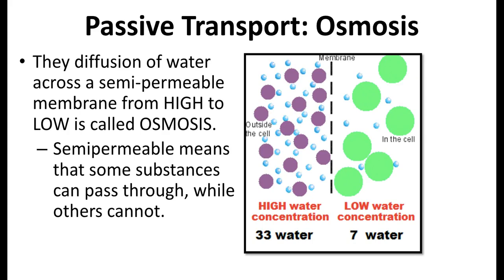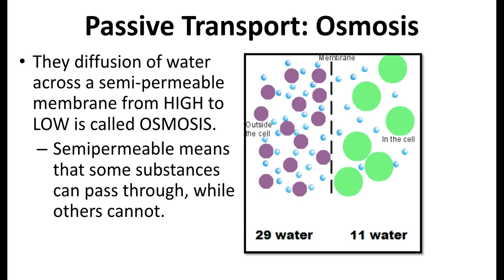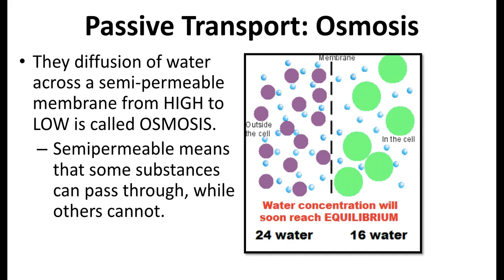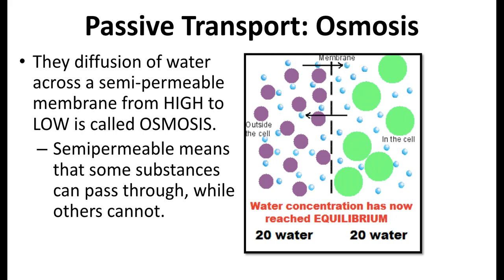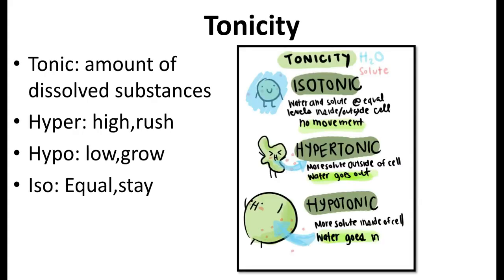And the last form of passive transport is osmosis, which is just the diffusion of water across a semi-permeable membrane. So semi-permeable means some things can pass through, but not others. So we're going to look at our different types of osmosis, which is probably the biggest part of this cell transport unit. So before we talk about the different types of osmosis, I want you to know what this word tonicity means. So tonic means the amount of dissolved substances. So if I'm drinking tonic water, it's going to be water with minerals in it. So the three types we're going to look at today have to do with these three root words. Hyper, think of a high amount of dissolved substances.